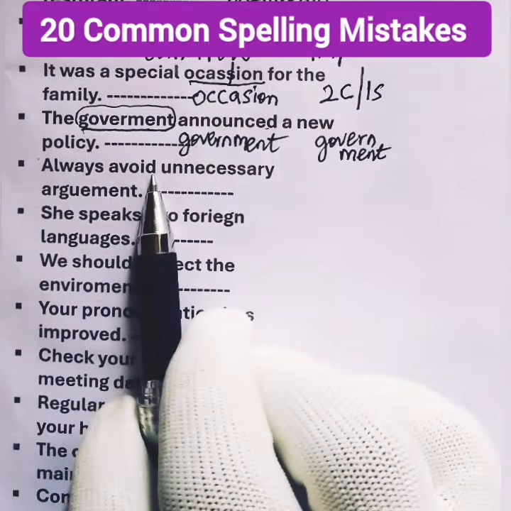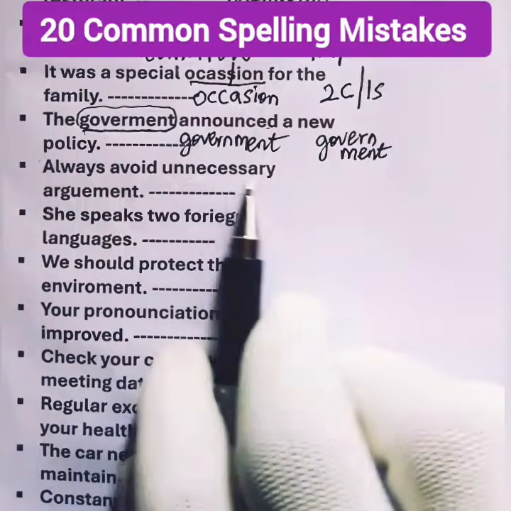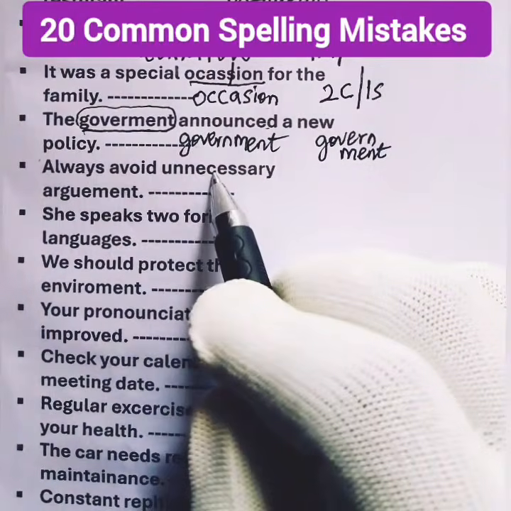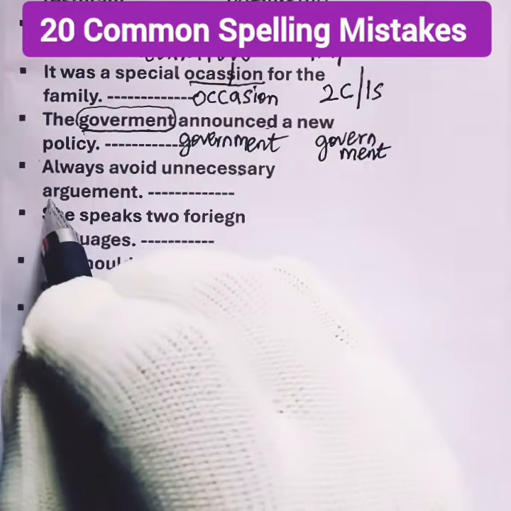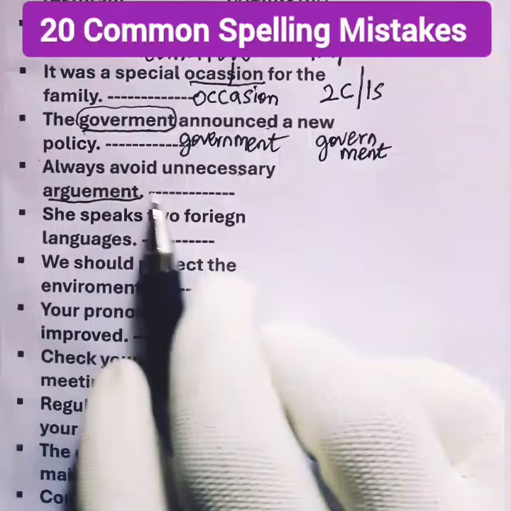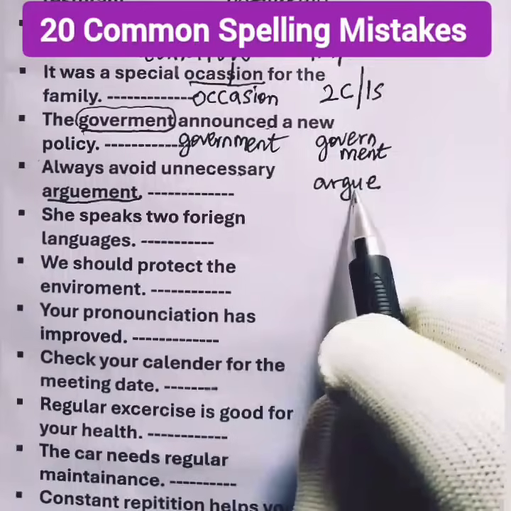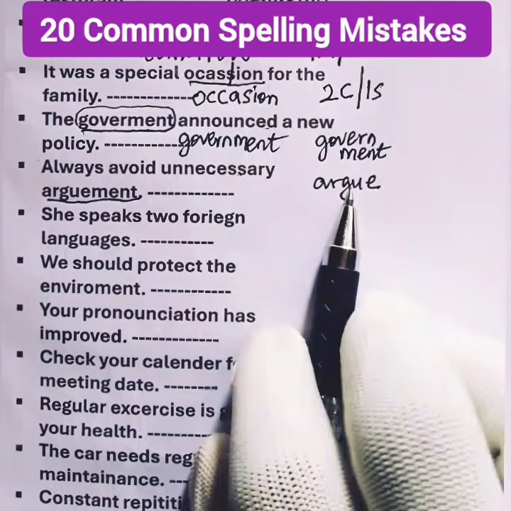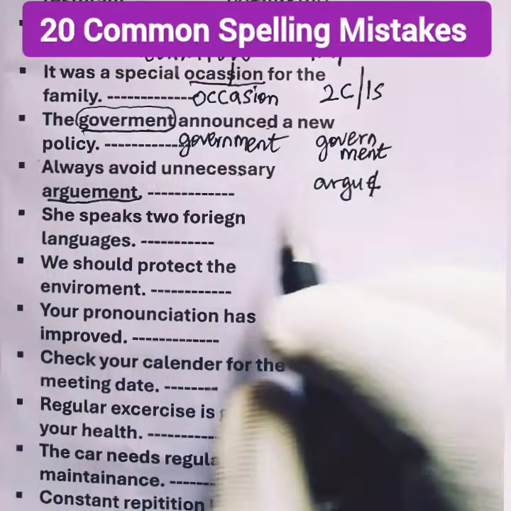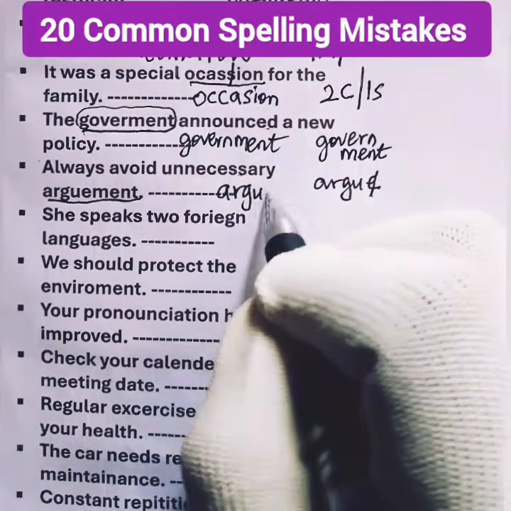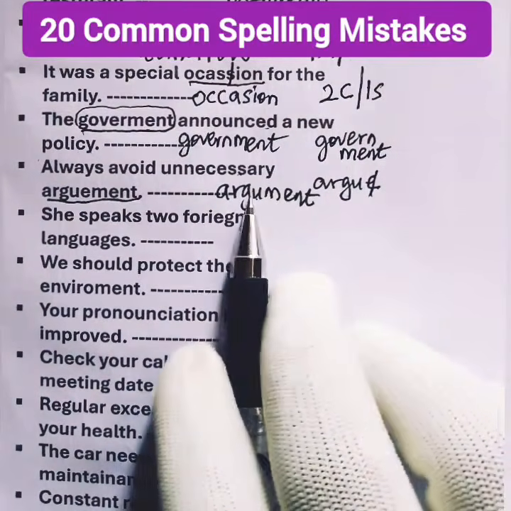Next, always avoid unnecessary argument. Unnecessary is correct. Remember we said when spelling necessary, you have one C and two S. So this is correct. What is wrong here is argument. The word argument comes from argue. This is a verb, but when using it as a noun, which is argument, this E disappears. So the correct spelling of argument is, can you see that? Argue, argument, no E.